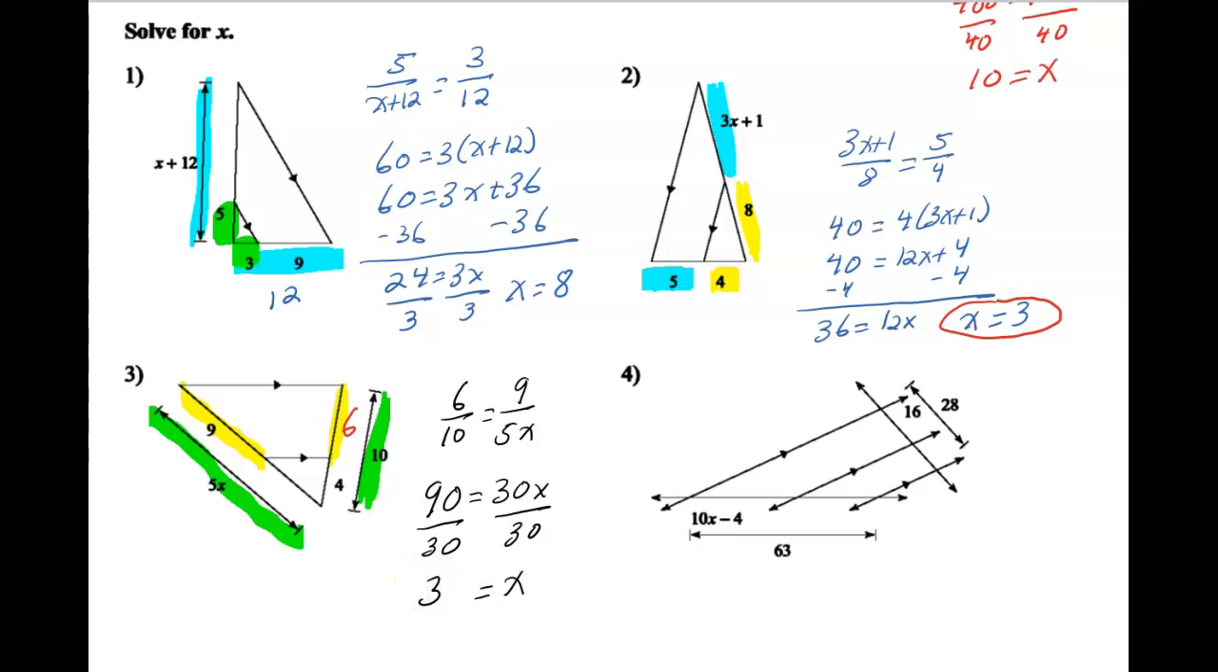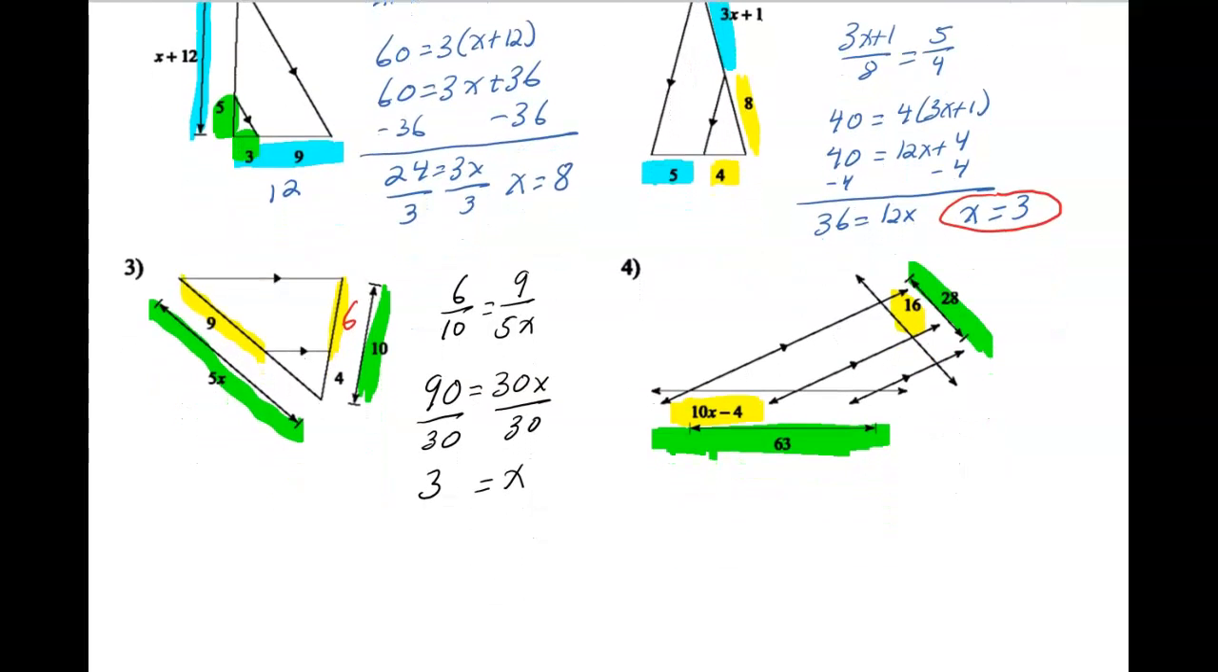When you look at problem number 4, you have the whole thing over here, 63. You have the whole thing over here, 28. You have the 10x minus 4, and you have the 16. So if you notice, those two proportions are in the same spot. So you can do yellow over green. So 10x minus 4 over 63 is 16 over 28.